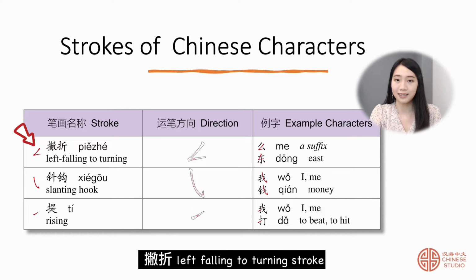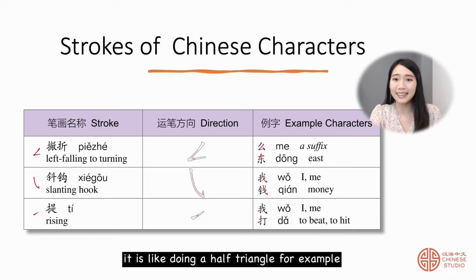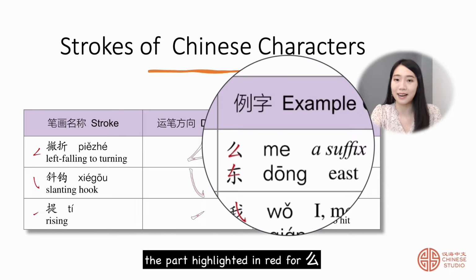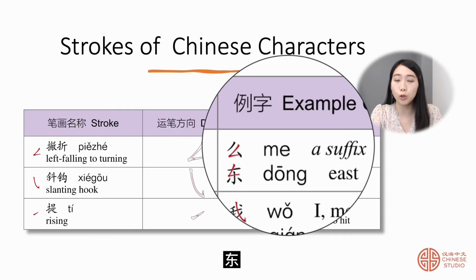撇折, left falling to turning stroke. It is like in doing a half triangle. For example, the part highlighted in red for M and 东.